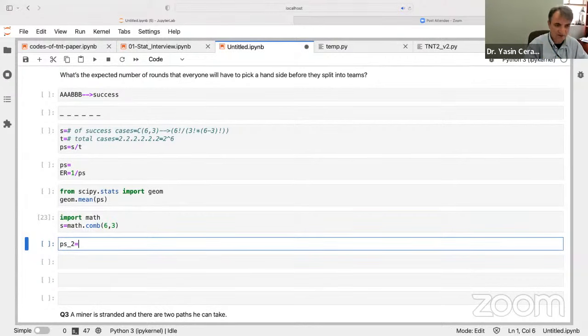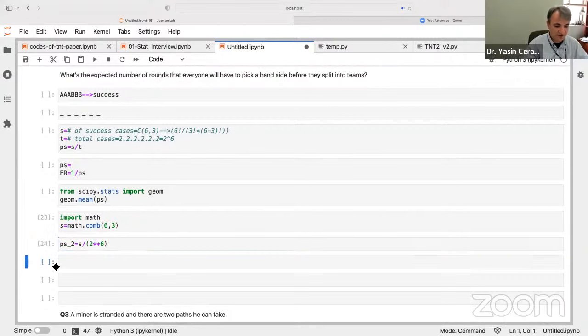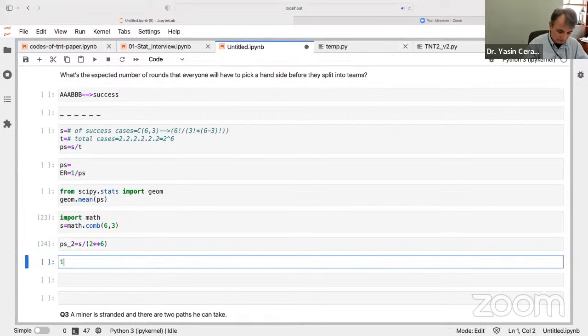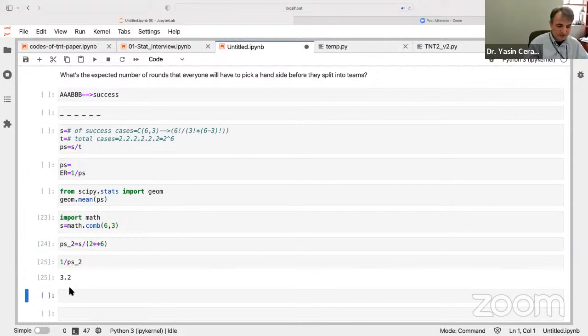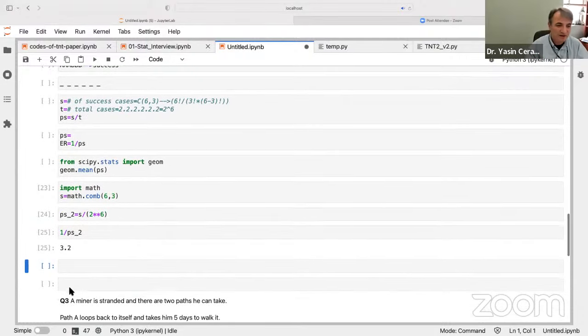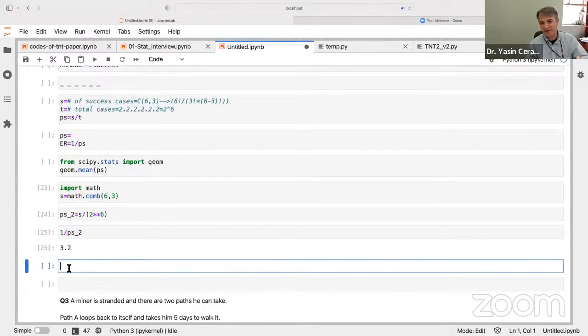This is the second problem. PS2 is actually S over 2 to the power of 6, which is the total number of cases. I got PS2. Now 1 over PS2 should be the answer. On average, it should take 3 rounds to get the team split randomly. At least 3 rounds. Actually, at least 4 rounds, right? Because it's 3.2, it should be greater than 3.